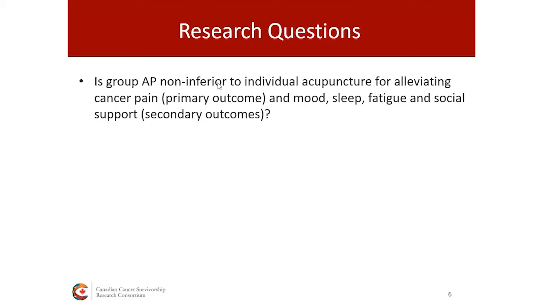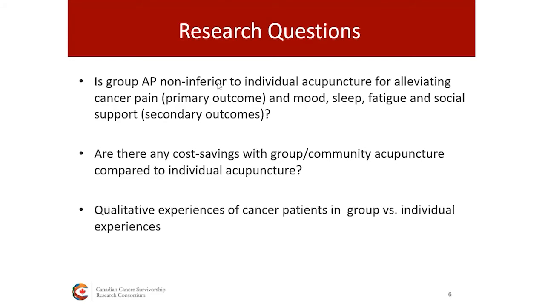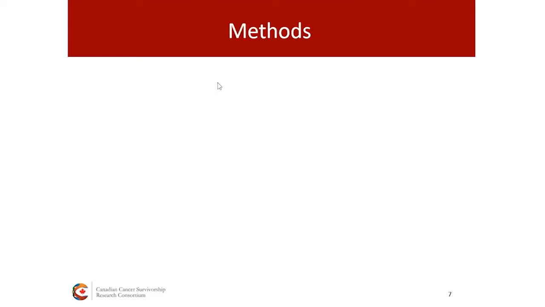So we wanted to determine if group acupuncture would be non-inferior to individual acupuncture. Our primary outcome was cancer pain, and secondary outcomes were mood disorders, sleep, fatigue, and social support. We also wanted to determine if group acupuncture would be cost effective compared to individual acupuncture, and then also explore the qualitative experiences of patients who joined the group acupuncture sessions compared to the individual acupuncture.